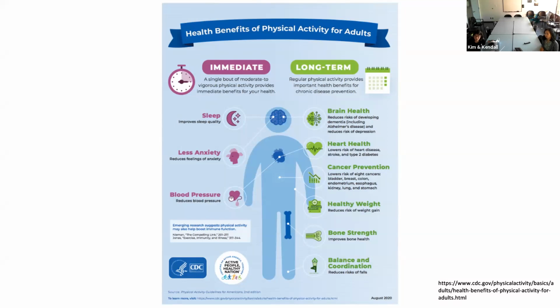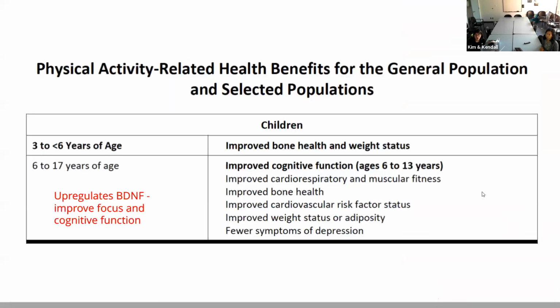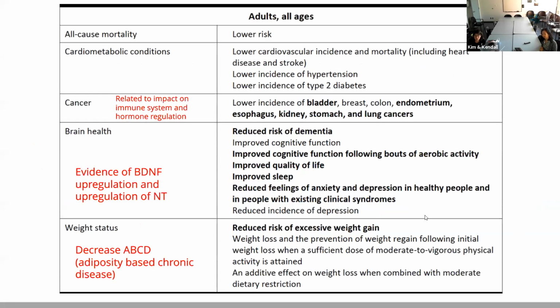There's immediate benefits with sleep and mood and blood pressure, and then long-term benefits with just decreasing the risk for a lot of these chronic conditions. This is in the recent PAGA 2018, the Physical Activity Guidelines for Americans. Really, this is kind of a summary of what the literature shows for benefits for different things. So in young kids, really improving their bone health and weight status, and then throughout adolescence, really improving their cognitive function, which is a big one, that upregulation of the BDNF, improving focus and cognitive function, and then improving just their general physical health and mental health. And then throughout adulthood, decreasing their risk for different cardiovascular disease, cancer, brain health, decreasing that risk of dementia, and improving their weight status and decreasing the risk of this ABCD, the adiposity-based chronic diseases.